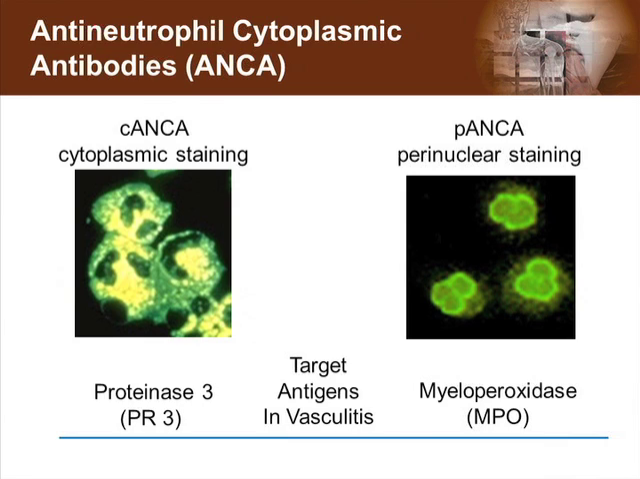A cytoplasmic staining pattern, which corresponds to the antigen proteinase 3, a 29 kD serine protease found in the eosinophilic granules of neutrophils, and perinuclear staining ANCA, or p-ANCA, which in patients with GPA or MPA target the neutrophil enzyme myeloperoxidase, or MPO.